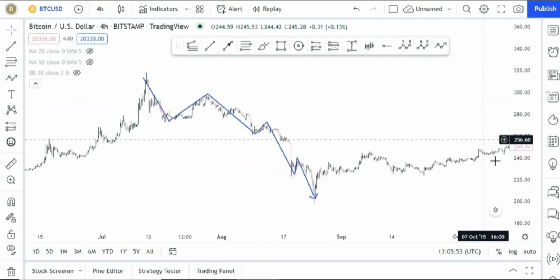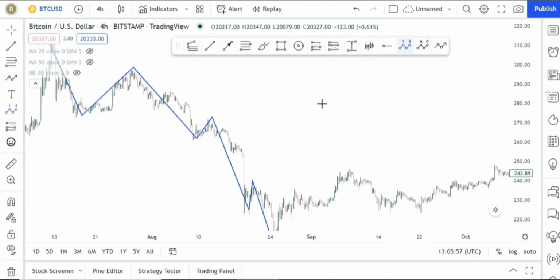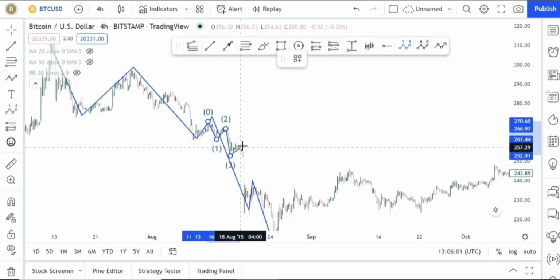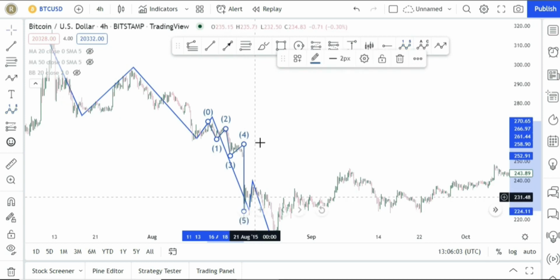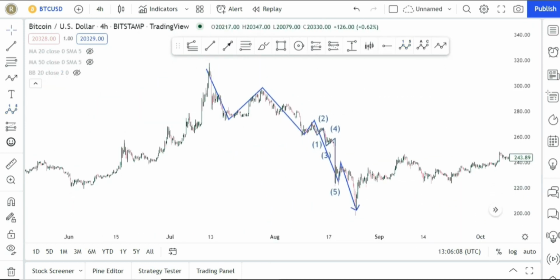As I said, let's go ahead and check out the 5 waves in the 5th wave right here. So basically you have 1, 2, 3, 4, and then you have your fifth wave right here. So really good on the Bitcoin price chart. Same thing happening on the Jasmy price chart as well.